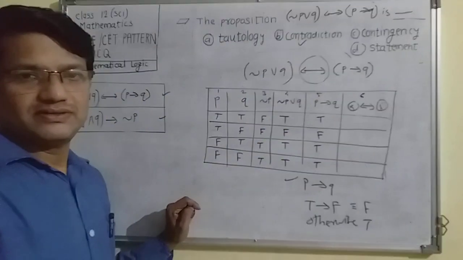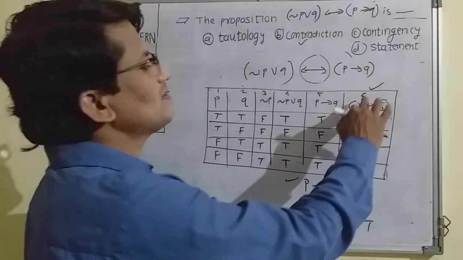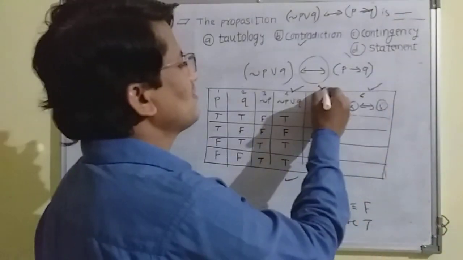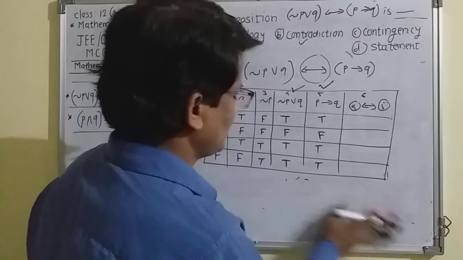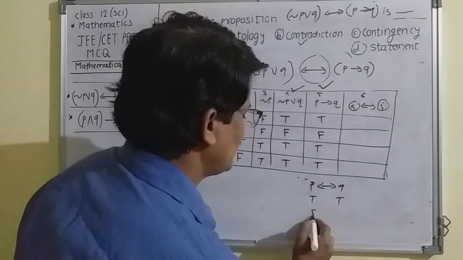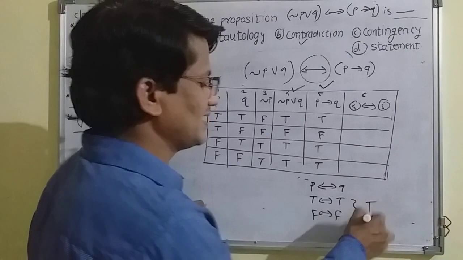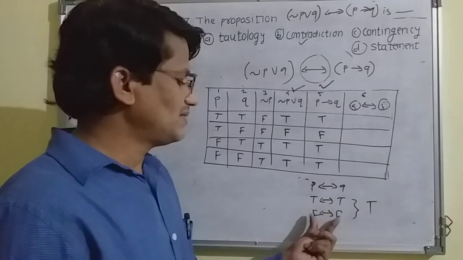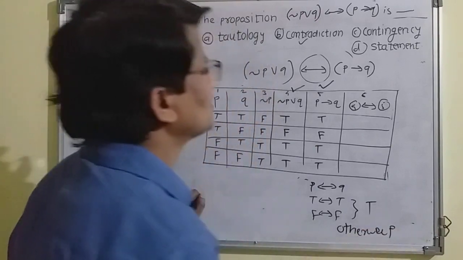Okay. Now concentrate. See here. Column number now 6. What is column number 6? 6 says 4 and 5. 4 means column number 4, 5 column number 5, and they are connected with double implies. What is the rule for double implies? We know P double implies Q: if double T, result is T. If double F, result is T. Otherwise F.